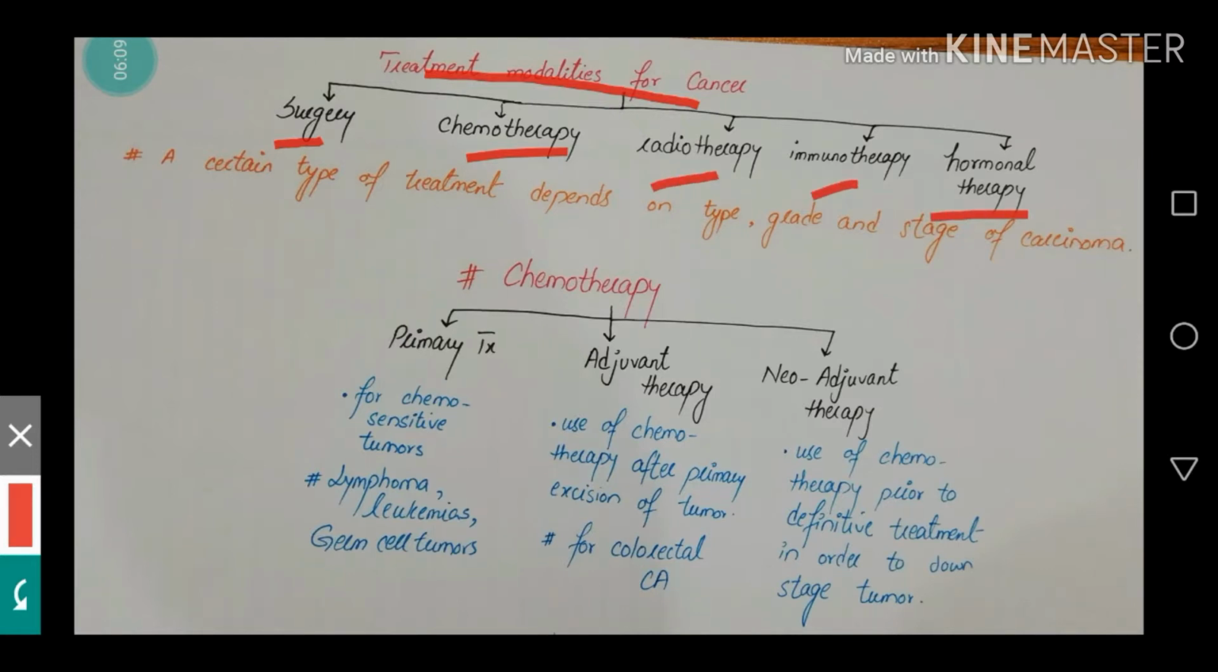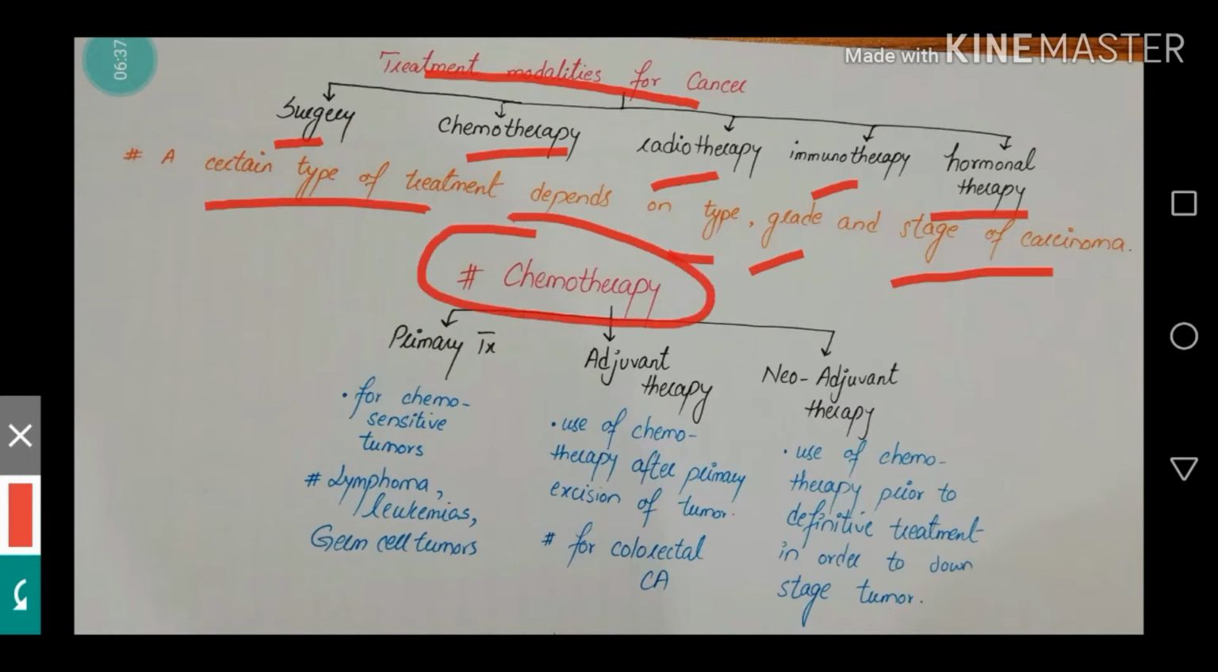I will go into detail of each of them. Any certain type of treatment which is given to a patient depends upon the type, the grade, and the stage of carcinoma. So one has to be very wise in using or selecting a specific technique for a specific patient in a specific age group. First of all, talking about the chemotherapy.